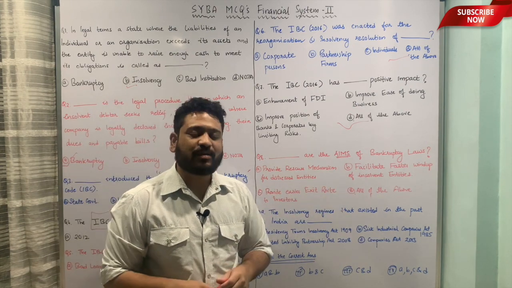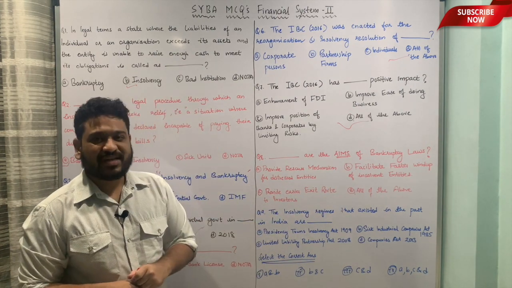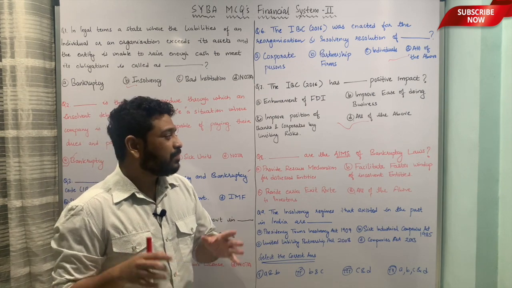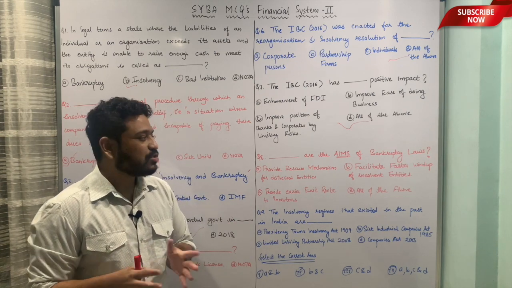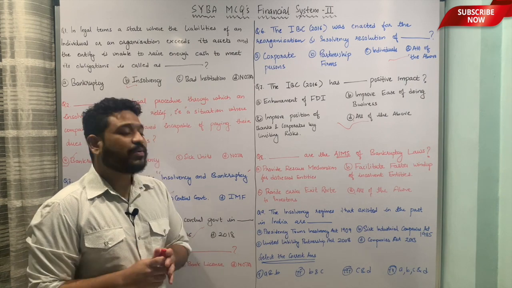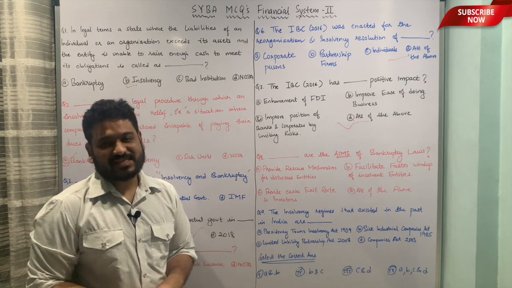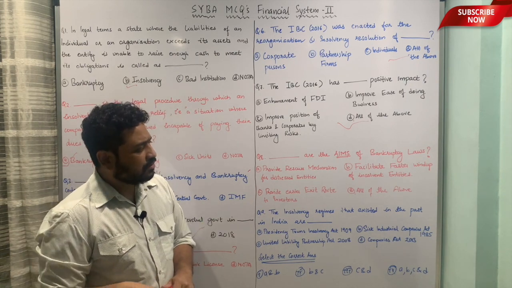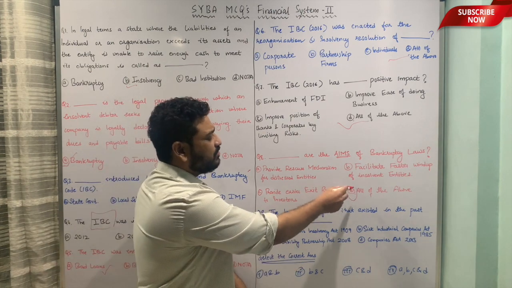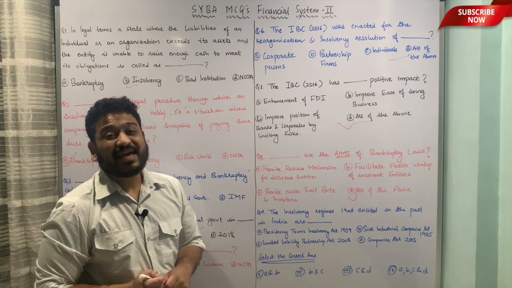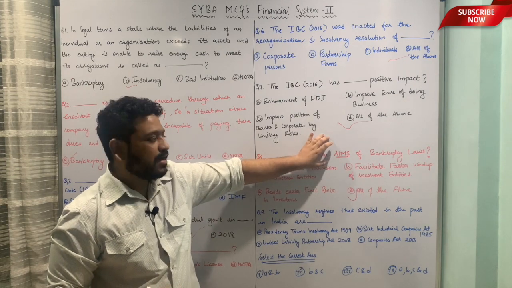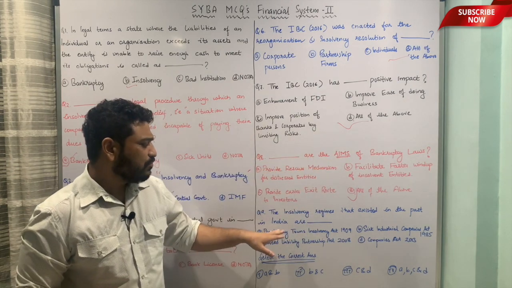And the last is all of the above, that means easier route for the investors, exit route per se, then facilitate faster winding up of insolvent entities, and also provide rescue mechanism for distressed entities. So here the correct answer is option D, all of the above. So these are all the aims of bankruptcy laws in India. I hope this is clear. Let us now move to the next one.